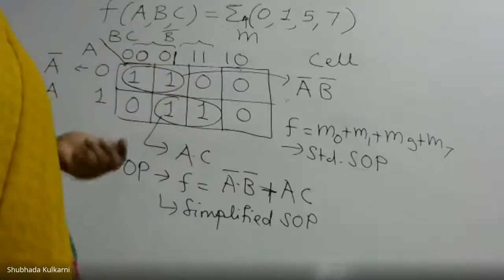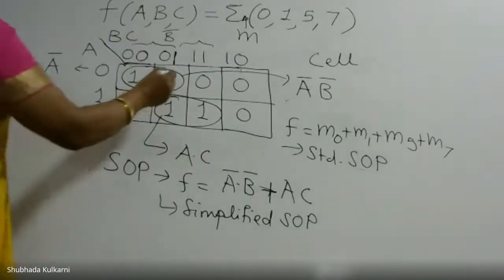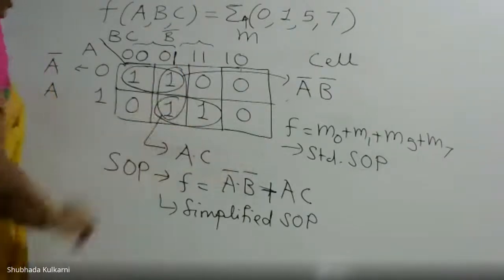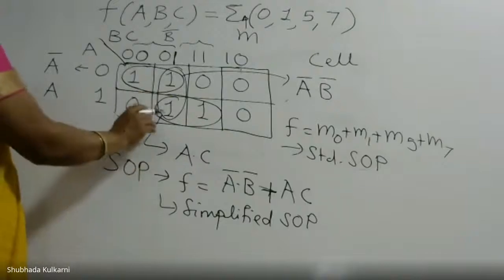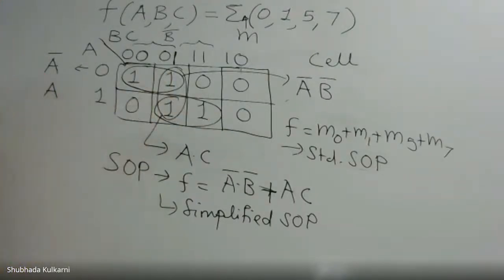Sometimes multiple solutions are also possible. That depends upon the overlapping of groups. If somebody marks like this and one more group, one extra term will come, but it's not required, because this one is already covered by some group. So you need not do it.